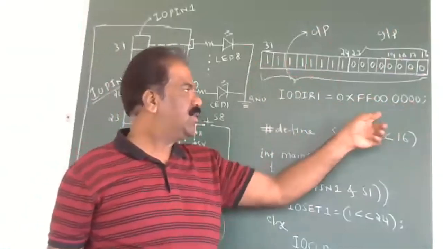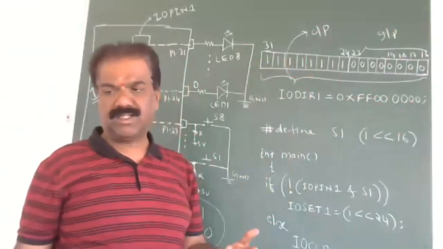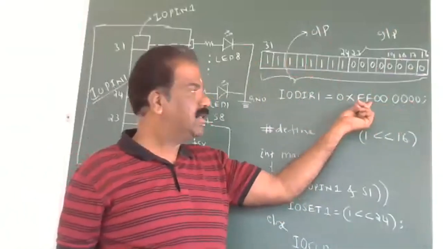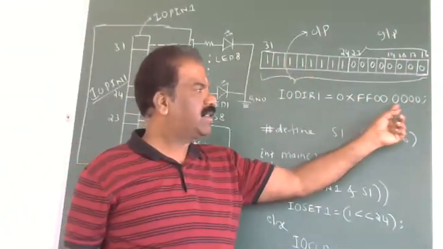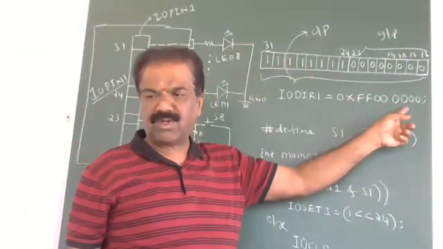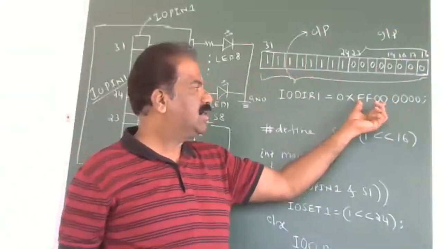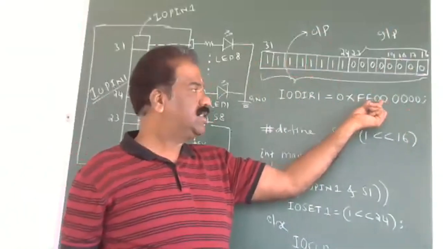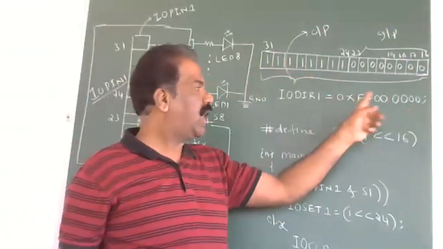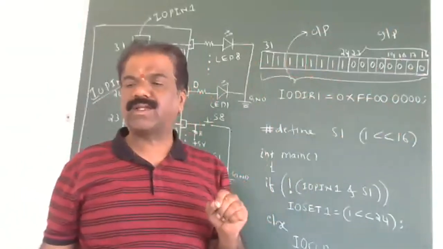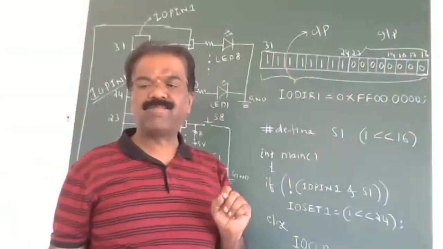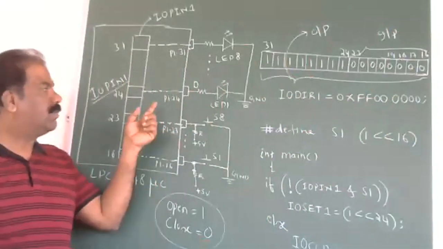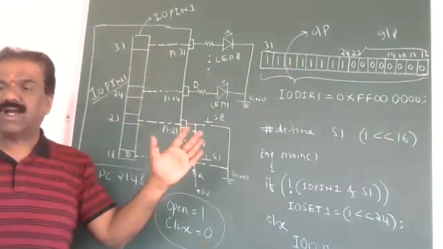This is unused, but we know that the IO direction register is a 32-bit register. Therefore 0x stands for hexadecimal, FF for 8 LEDs, 00 for 8 switches. This lower part may be either FF or 00, it doesn't matter because we are not using these bits. No problem. This higher order 16 bits is very important. This is for input, 8 switches. This is for output, 8 LEDs. Therefore, we have to write this information to the IO direction 1 register. Once you execute this particular statement, we are configuring P1.16 to P1.23 as input and P1.24 to P1.31 as output.